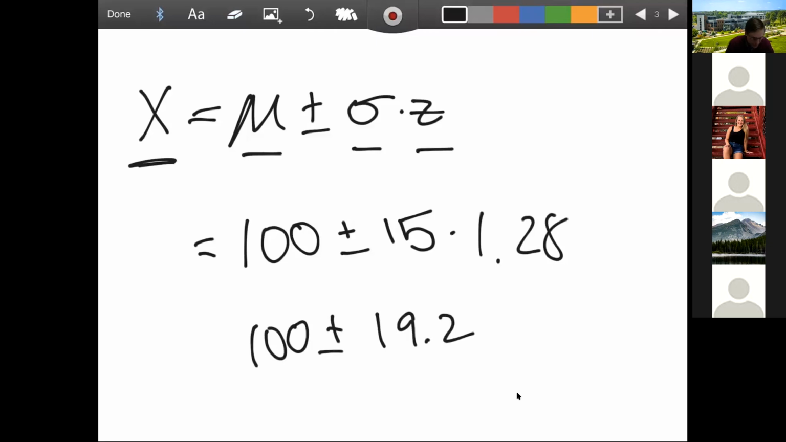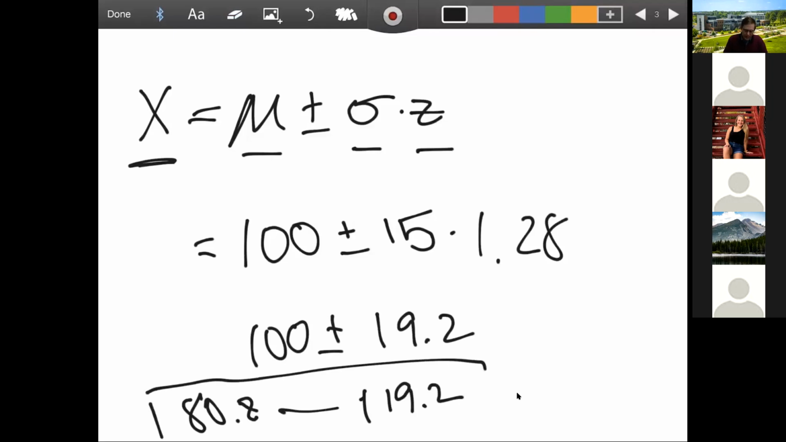And so if we do 100 minus that, 80.8. And the upper would be 119.2. And so this is telling us that 80% of the population has an IQ between 80.8 and 119.2. Is that more what you're looking for, Caleb? Yeah, that was good. Perfect.